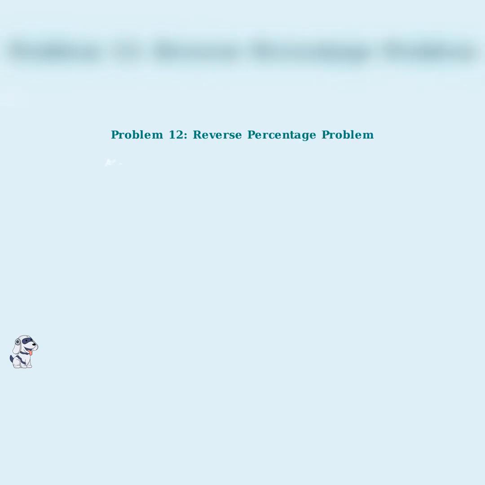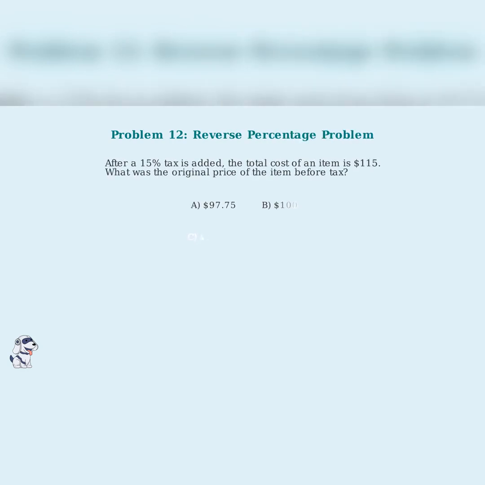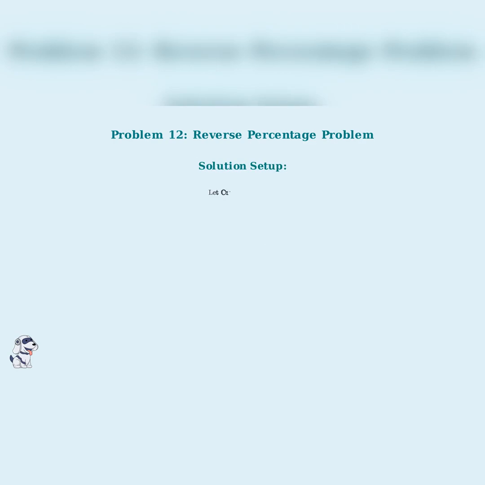Here we have a reverse percentage problem. We know the final amount after a percentage increase, and we need to find the original amount. After a 15% tax is added, the total cost is $115. We need to find the original price before tax. To solve this reverse percentage problem, we need to set up an equation. Let's call the original price x.